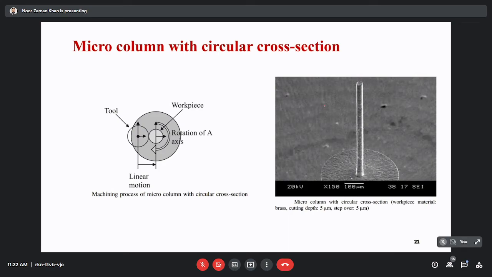Micro column with circular cross section. A similar strategy they have used to perform the machining operation to obtain the micro column. And again, the diameter of this column is the same 30 micrometer, and the height is 650 micrometer.